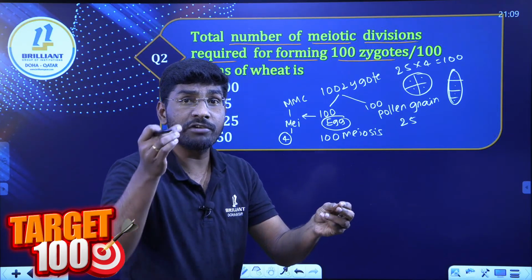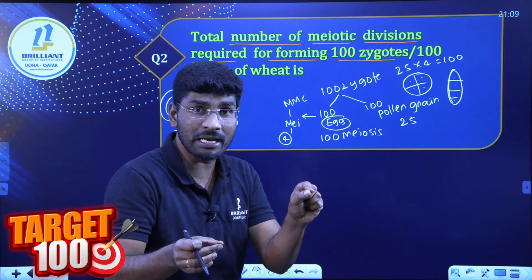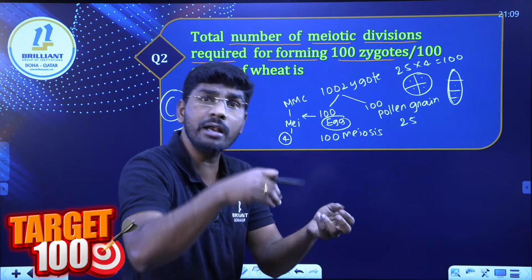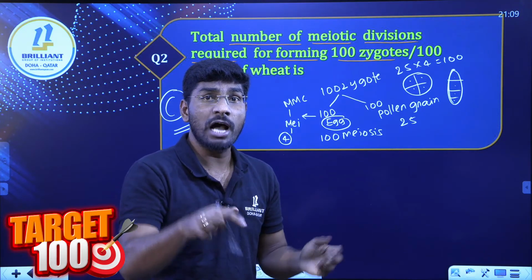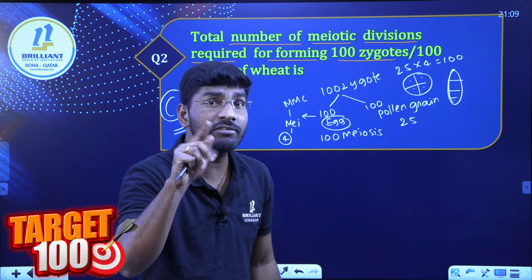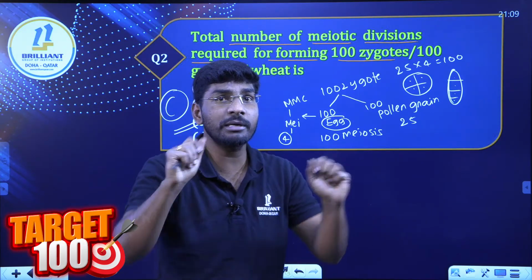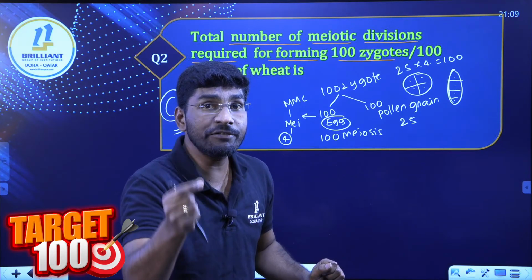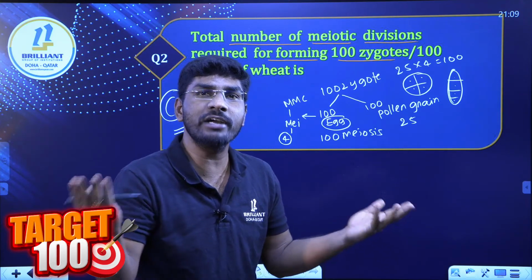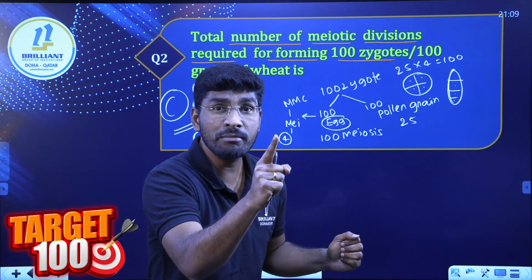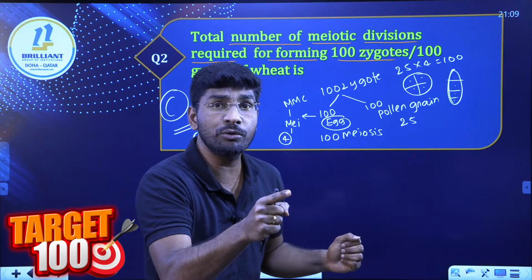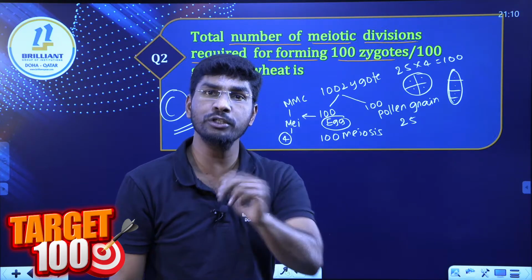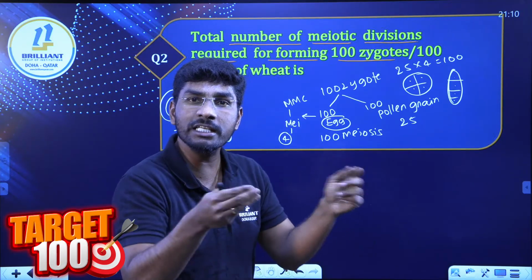For 100 zygote formation, we need 100 female gametes and 100 male gametes. For 100 female gametes, 100 meiosis divisions are required, because out of the tetrad, that means 4, 3 will degenerate. Only 1 is going to become a functional egg. So 100 egg formation needs 100 meiosis divisions. For the formation of 100 pollen grains, 25 is enough, because one microspore mother cell gives 4 microspores, or 4 pollen grains. So 25 into 4 is 100. So here it is 120.